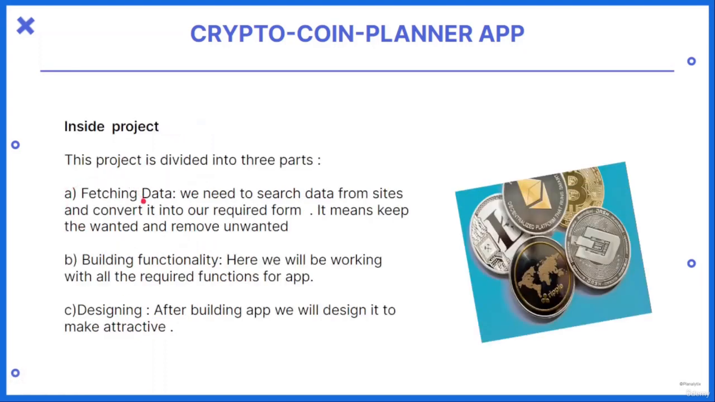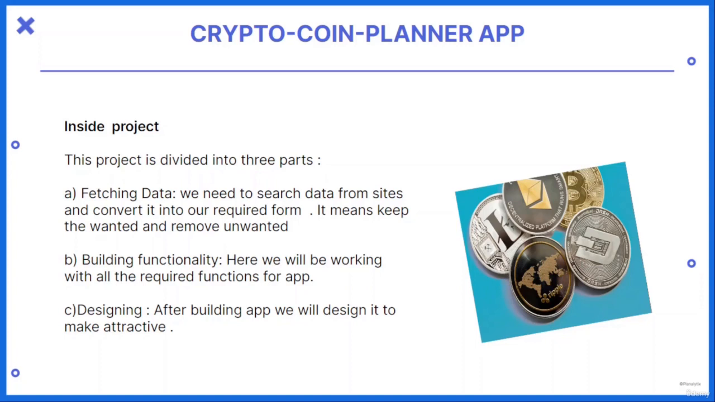So our project is divided into three parts. The first is fetching data, the second is building functionality, and the third one is designing. So fetching data, as I have told earlier, we need to go to the site only once when we are writing the code. When we give the URL, then we don't need to do anything, Python will do that. So our Python needs to go to the site.